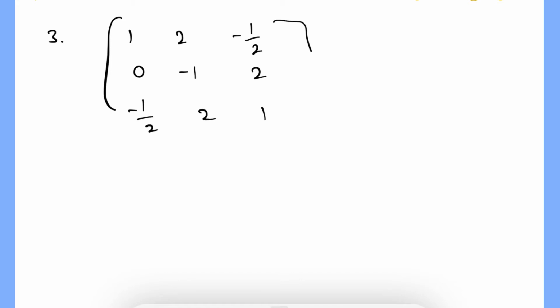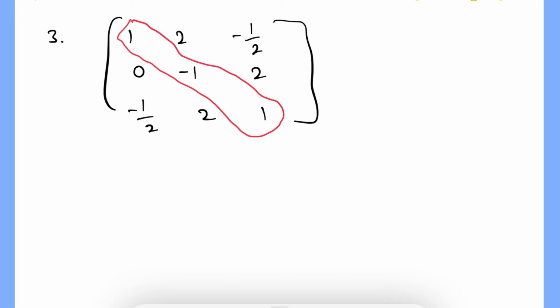In the third question, he is asking to find the trace of the matrix 1, 2, minus 1 by 2, 0, minus 1, 2, minus 1 by 2, 2 and 1. So trace is nothing but the sum of the diagonal elements of a square matrix. So this is the diagonal. Now in this diagonal, we need to add all those elements: 1 plus minus 1 plus 1. So minus 1 plus 1 both will get cancelled, then we remain with 1.